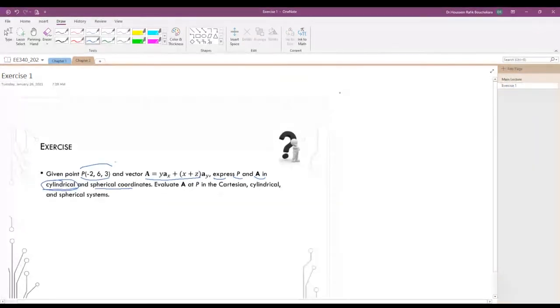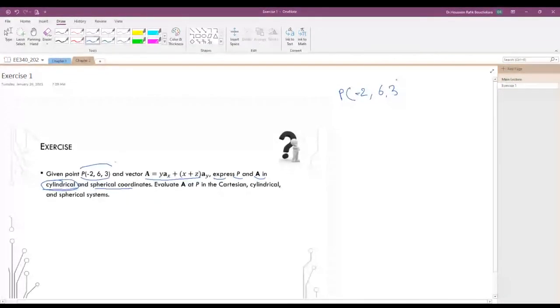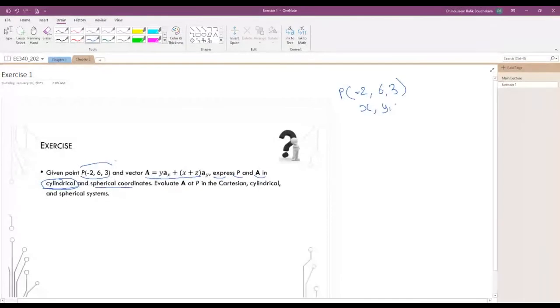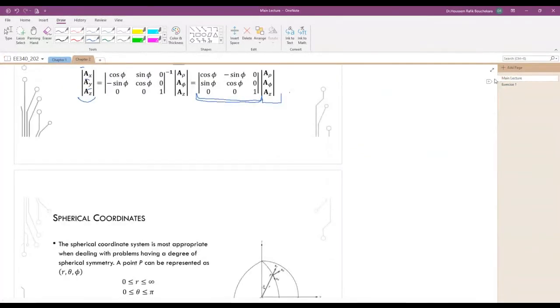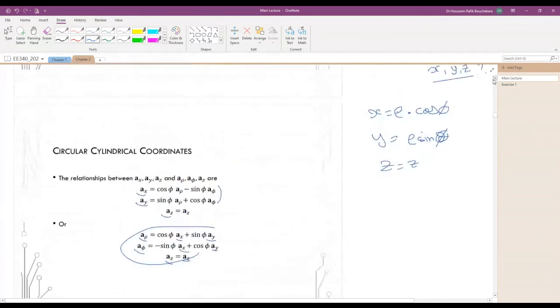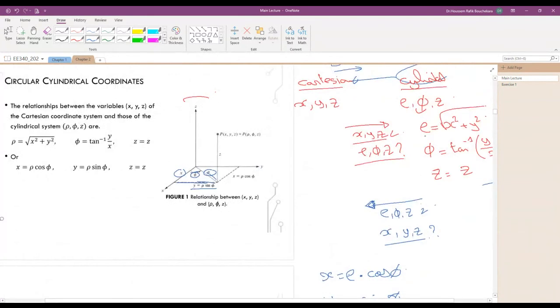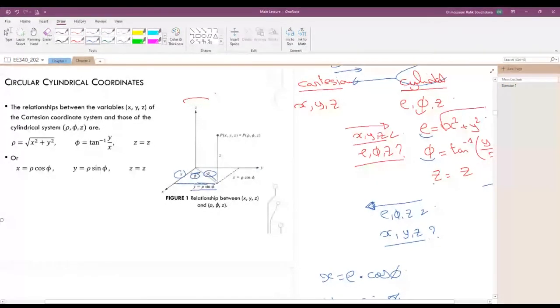Okay. P is equal to -2, 6, 3. This is X, this is Y, and this is Z. I have X, Y, Z. I want to transform or to get rho, phi, and Z. How can we do that? Using these relationships. I have X, Y, Z and I want to determine rho, phi, and Z.